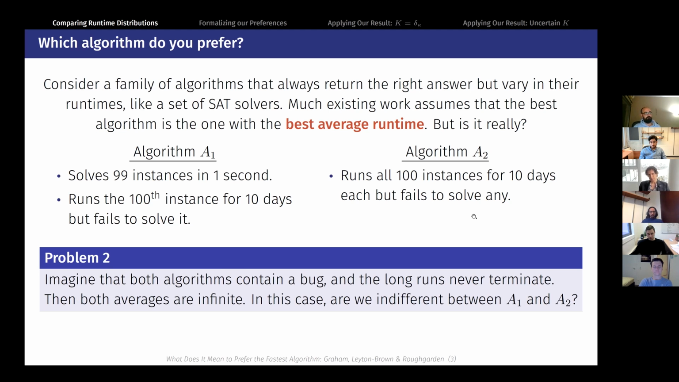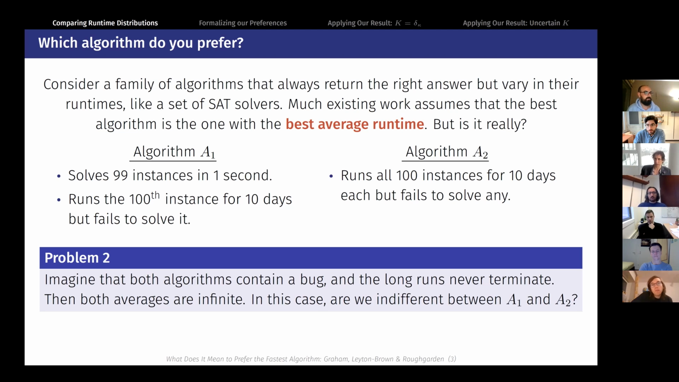Now, secondly, what if what I said before wasn't true? What if both algorithms actually turn out to contain a bug and the long runs never terminate at all? Now both averages are infinite. Does that mean that I ought to be indifferent between algorithm A1 and A2? I claim both of those suppositions are absurd. I claim that most of the time we face algorithms that can't solve every problem, particularly when we're working on NP-complete optimization problems. We have to live with cases where we can't solve absolutely every instance that we see in the time that we have. And so we have to trade off performance in the common case against occasional failures. And we have to face much harder comparisons than this one.